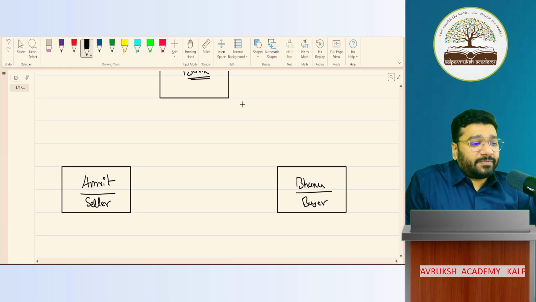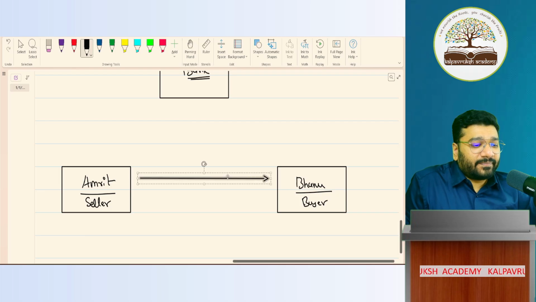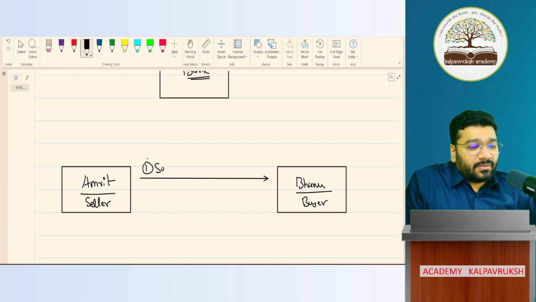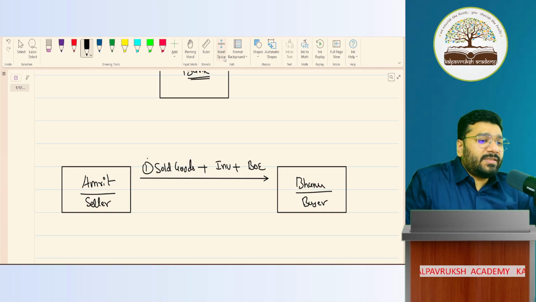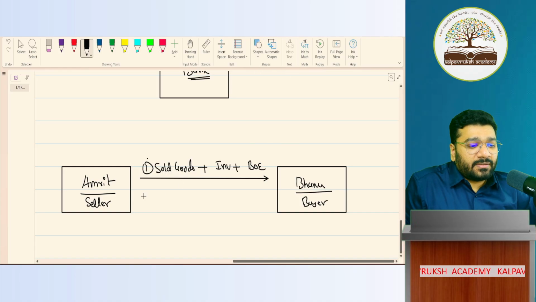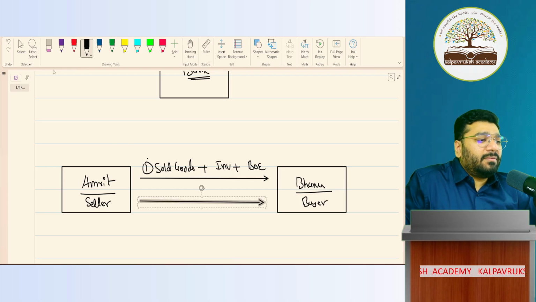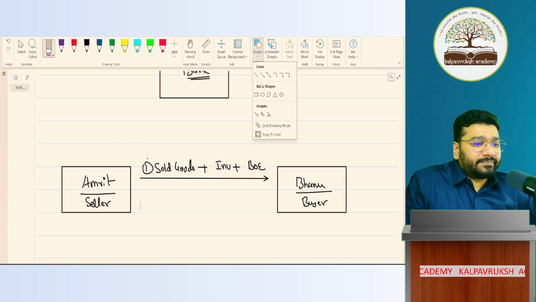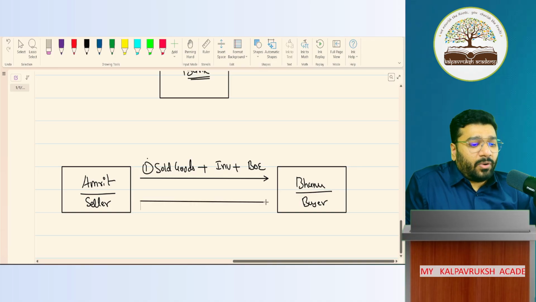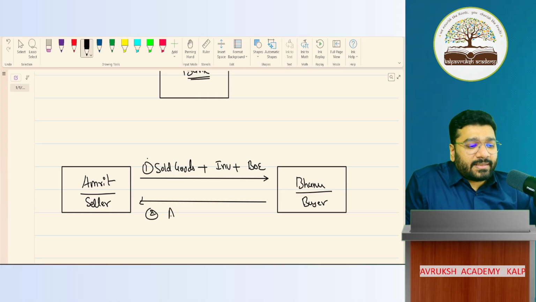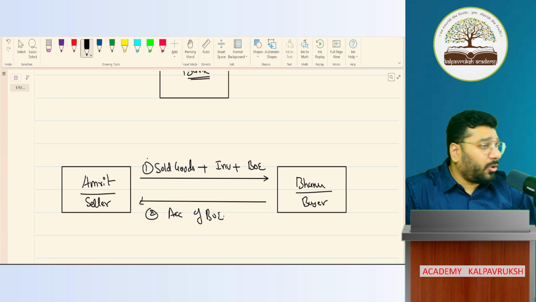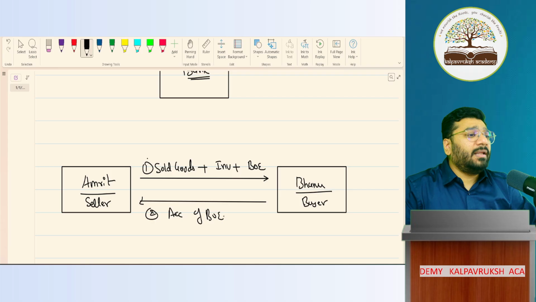Okay, what is the first transaction? One, sold goods plus invoice plus bill of exchange. Very good. For this, one journal entry will come: sale entry by seller, purchase entry by buyer. Then what happens? Next is bill of exchange accepted. Acceptance of bill of exchange. For this, one entry will come. So each line I'm drawing in the diagram is one journal entry.